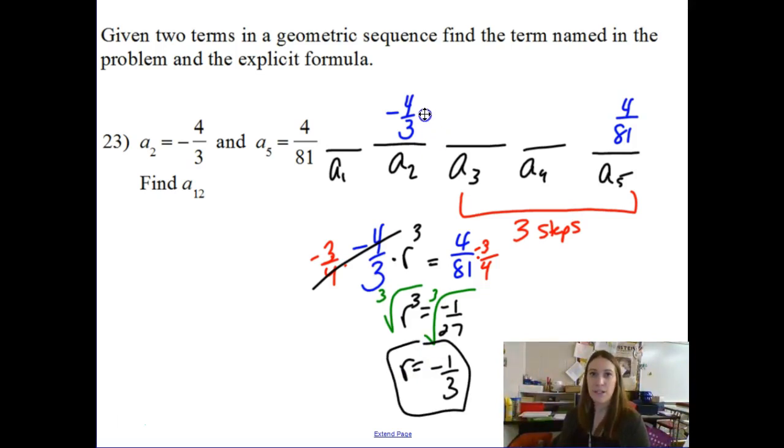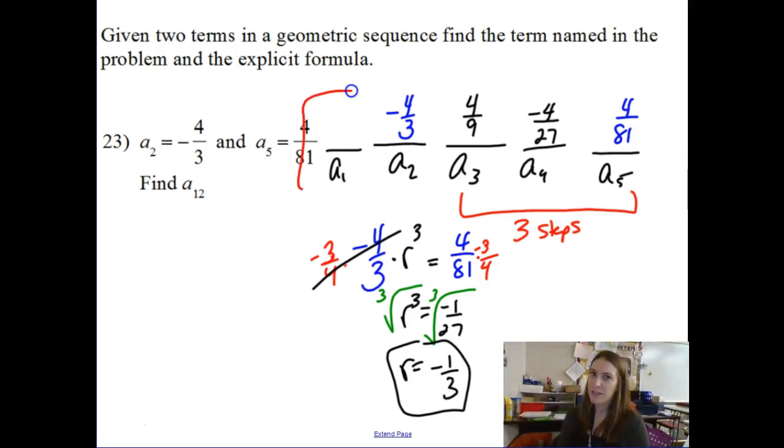If you multiply this by negative 1/3, let's see, you get positive 4/9. If you multiply this by negative 1/3, you get negative 4/27. And if you multiply that by negative 1/3, you get positive 4/81. Notice it's toggling between positive and negative. We're going to learn what that's called later.